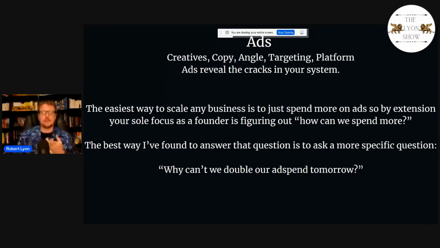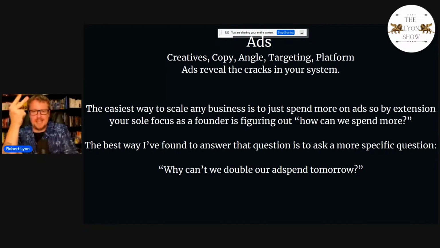All right, so ads: your creatives, your copy, your angles, your targeting, the platform. Ads will reveal the cracks in your system. And what we're learning more and more is that in most companies that I've had super success with, they find one platform and one ad, or multiple ads, but one angle that just crushes it. And if you can find the right audience on the right platform with the right ad, you could retire, right? If it's clicking, you can ride that sucker to the moon, and it can change your life financially, and your business's life forever. And the biggest thing you have to figure out is, if you can't double your ad budget tomorrow, why not?